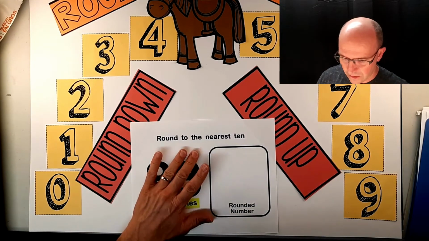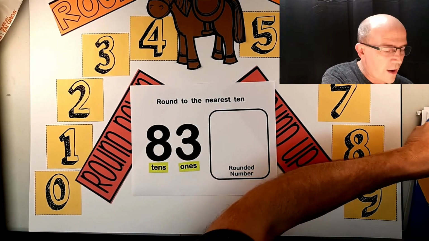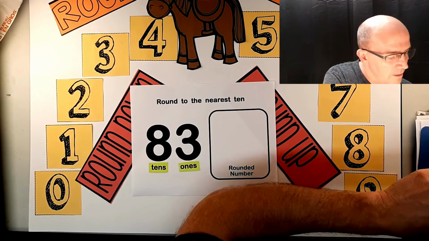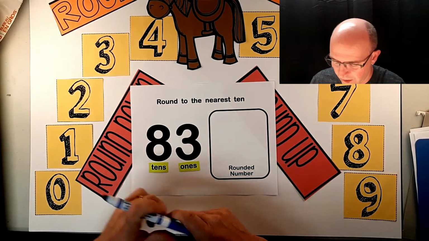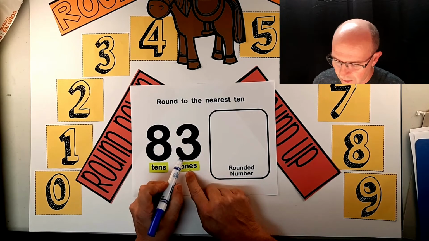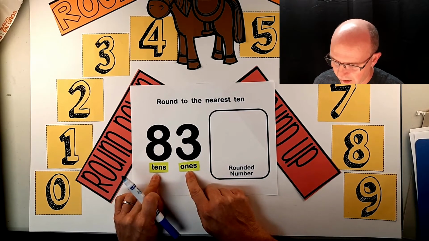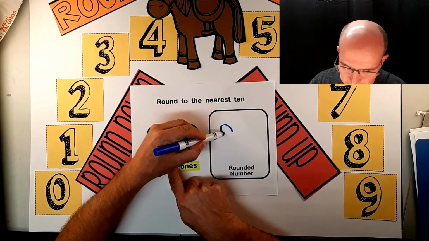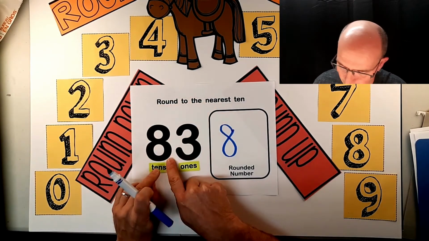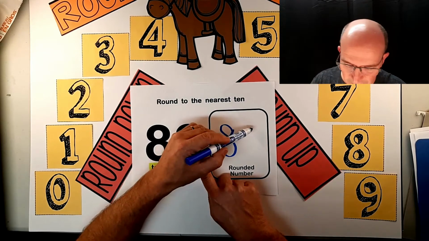So my new number, my rounded number, let's see, I'll use a blue marker for this. So I'm going to round down. That means that I keep this digit the same in my rounded number, and this number becomes a 0.